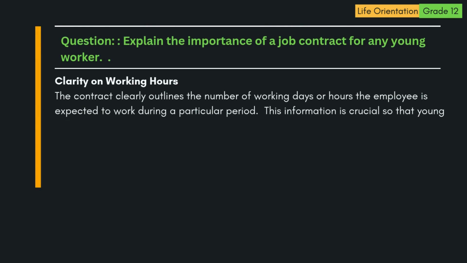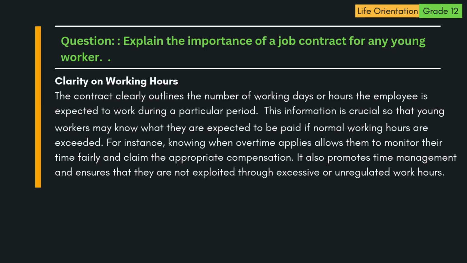2. Clarity on working hours. The contract clearly outlines the number of working days or hours the employee is expected to work during a particular period. This information is crucial so that young workers may know what they are expected to be paid if normal working hours are exceeded. For instance, knowing when overtime applies allows them to monitor their time fairly and claim the appropriate compensation. It also promotes time management and ensures that they are not exploited through excessive or unregulated work hours.